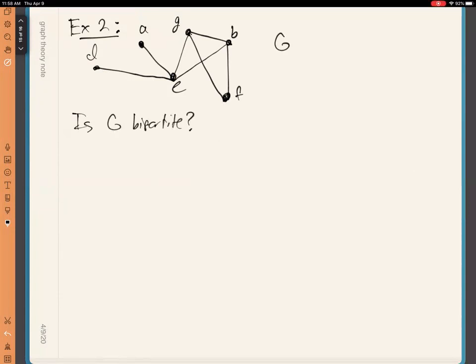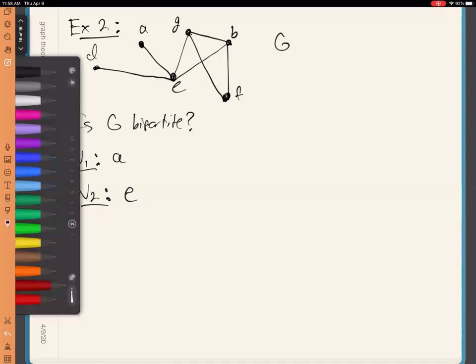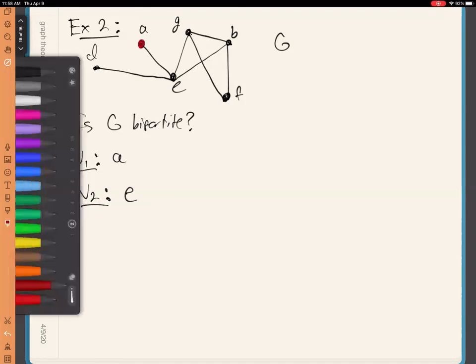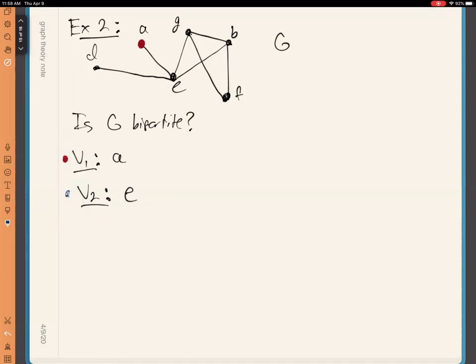Right, and so once again, what we want to do is just start with a list of candidates for V1. So let's begin by putting A into V1. Well, if I put A into V1, then I have to put everything that A is connected to into V2, right? So I have to put E into V2. And keeping this coloring idea in mind from before, let me color everything in V1 with red. So let me color A with red, and let me color everything in V2 with blue. So I'm coloring E with blue.